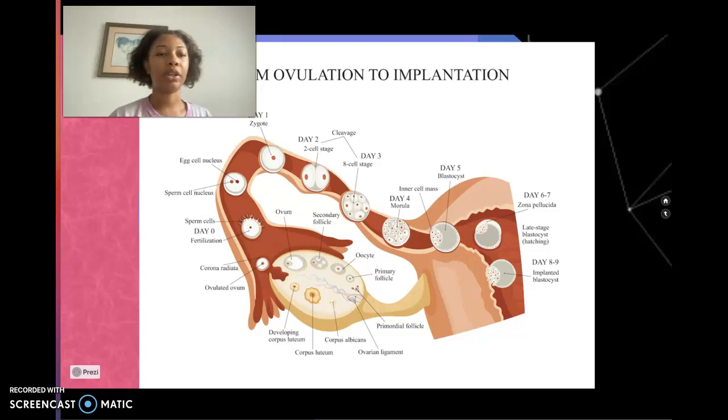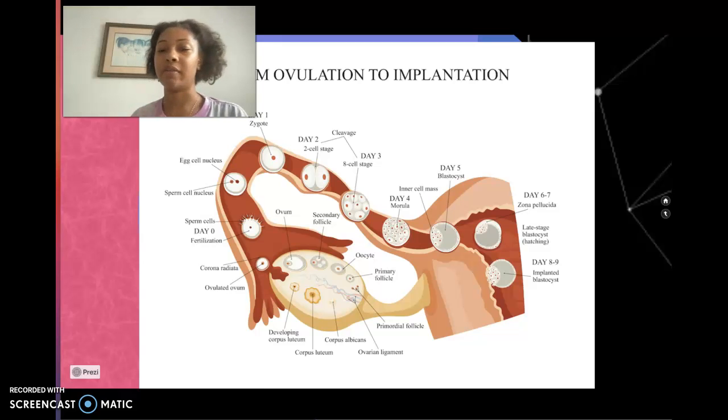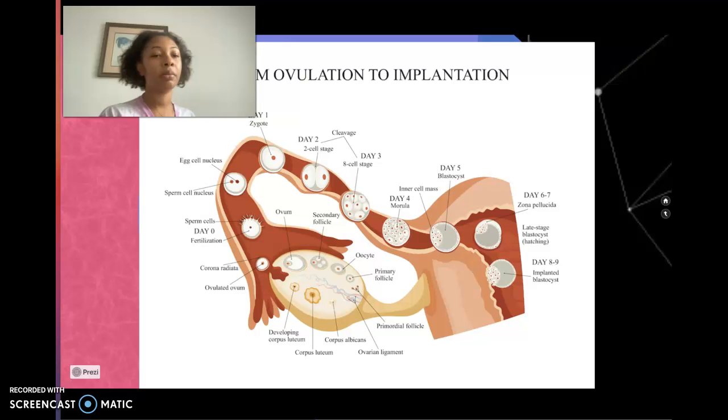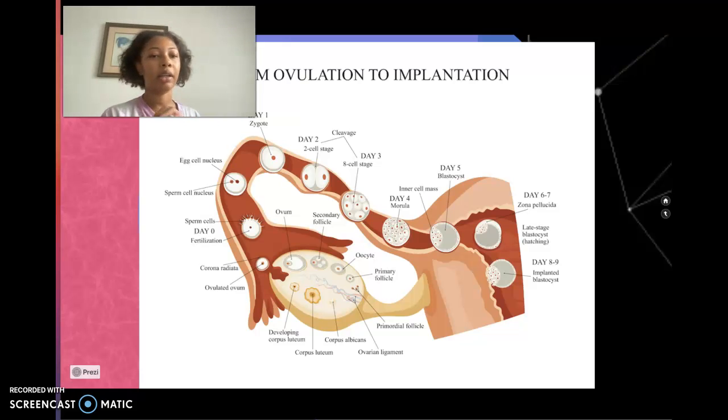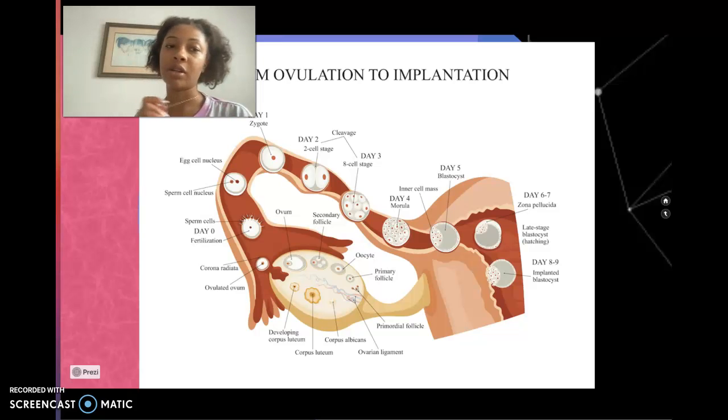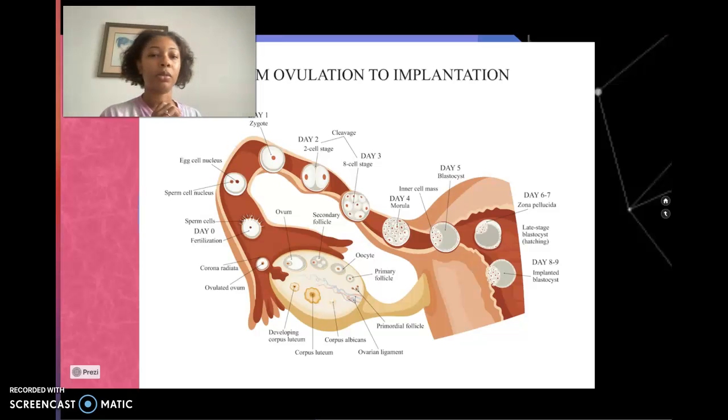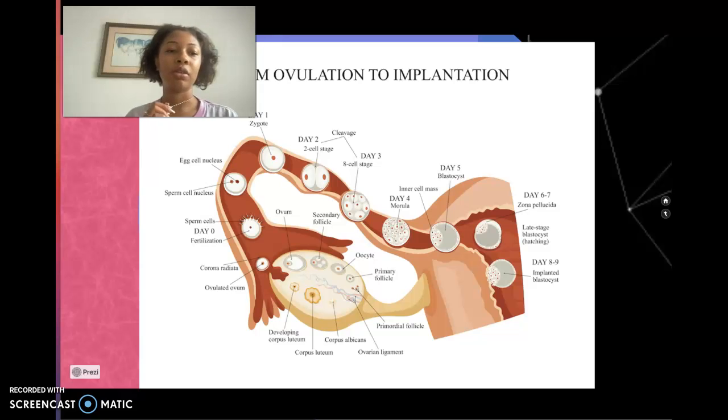The blastocyst will secrete enzymes that allow it to invade the epithelium of the endometrium. It's similar to a parasite invading its host cell. As it starts to invade, the endometrial cells will grow out around the blastocyst until it's completely engulfed. And so at day 8 or 9, you can see that the implanted blastocyst is here, and this would be the endometrium.